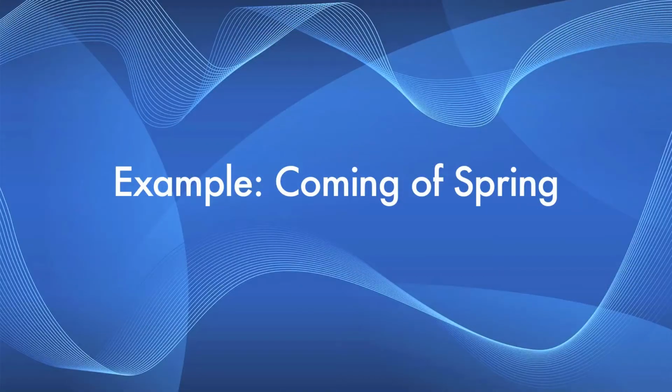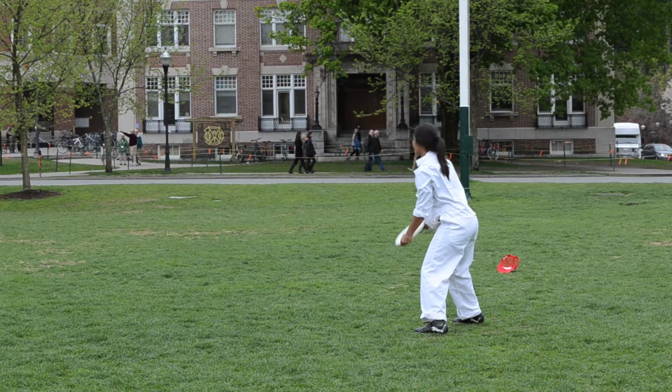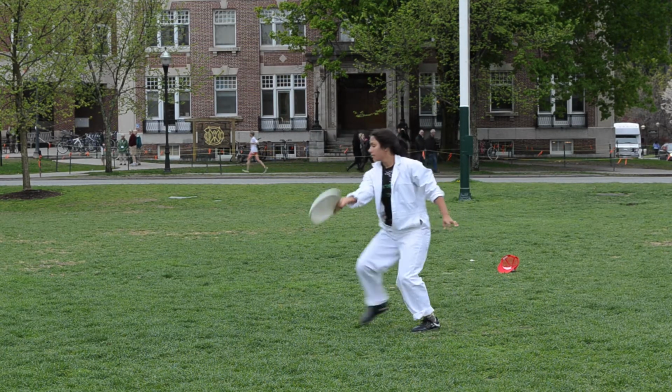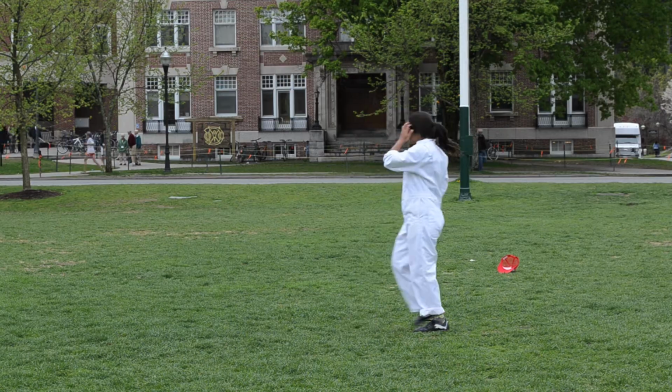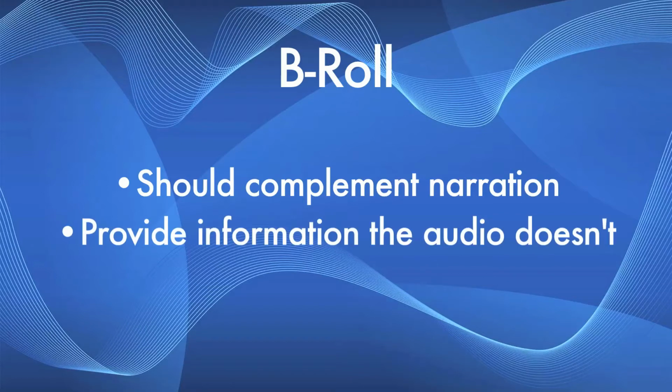If you were doing a story on the coming of spring, you might want to get some shots of blooming trees or people relaxing outdoors. The shots depend on the story that you're planning on telling. Ideally, they should serve as a visual companion to the narration, while still providing some sort of new information or insight.